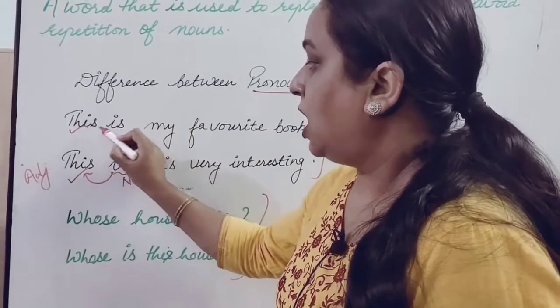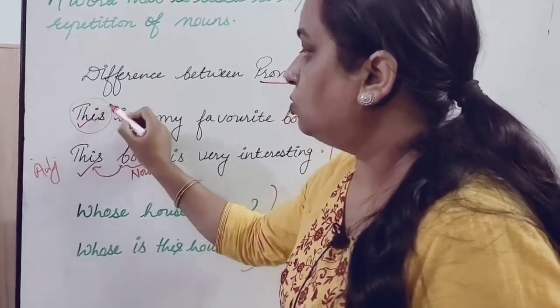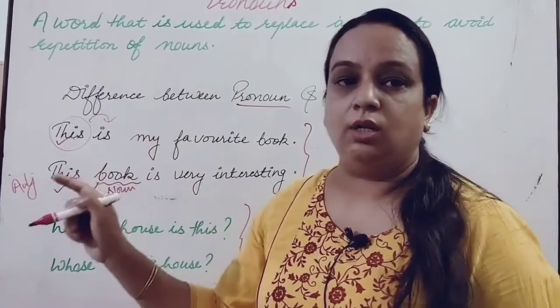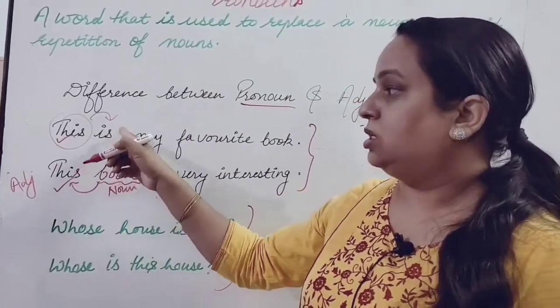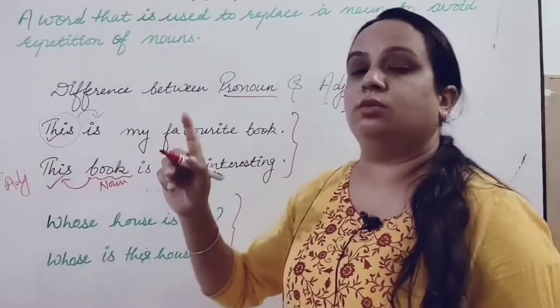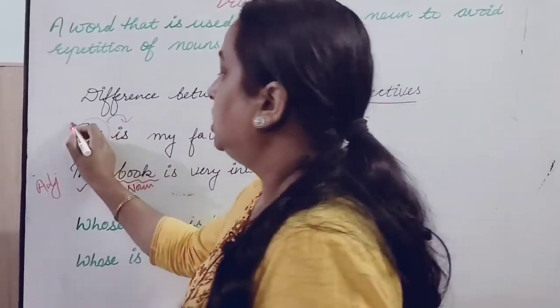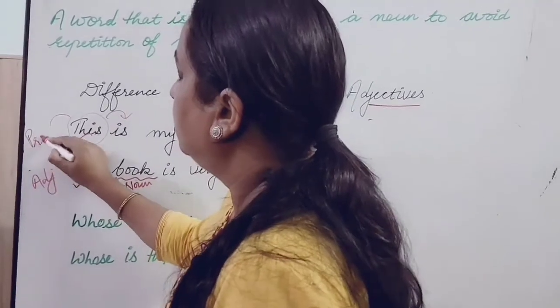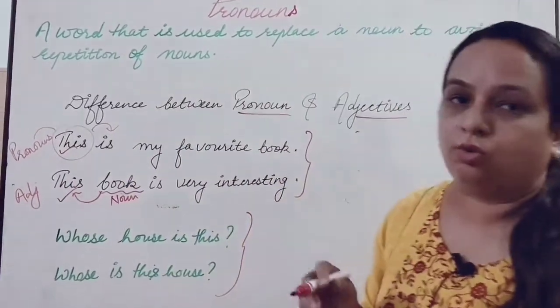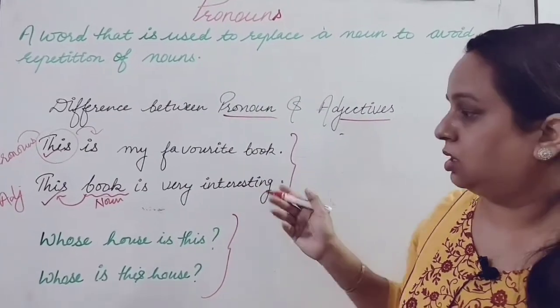Clear? In this sentence, the first one, this is my favorite book. So here after this there is the word is, which is a helping word, right? So when words like helping verbs and main verbs are there, these words are known as pronouns. That's the only difference which you have to make in your classes, right?